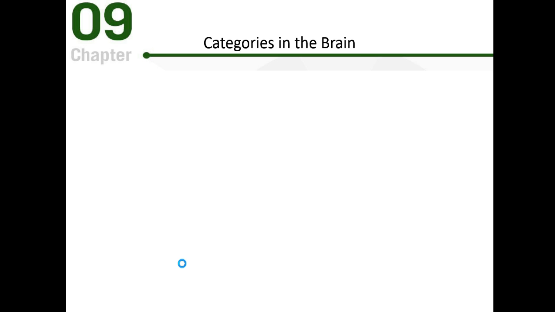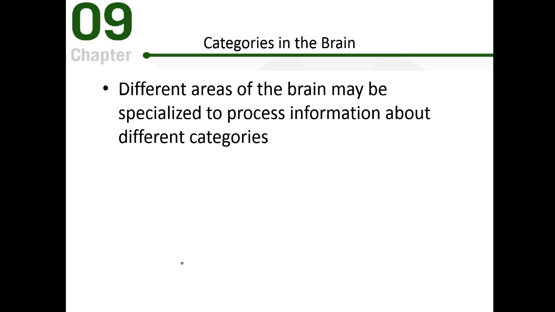All right, let's take a look at different categories in the brain. Now I want to shift focus and talk about how we represent these categories in the brain. Different areas of the brain may be specialized to process information about different categories. Let's take a look at this by first looking at studies of brain damaged individuals. Brain damaged patients can tell us a lot about the functions of the brain, and then we'll look at studies of brain imaging of normal subjects.